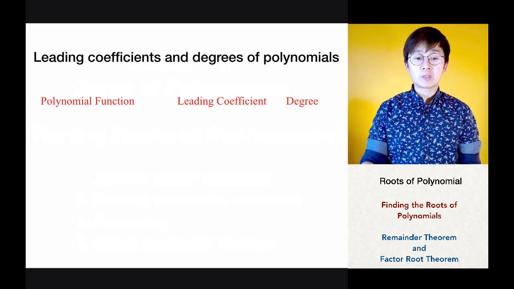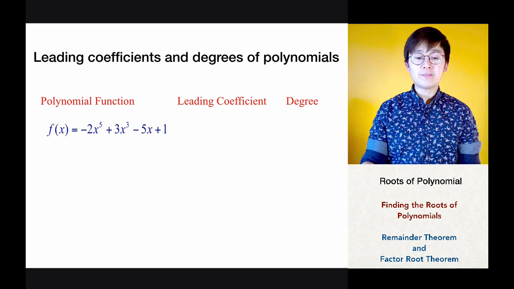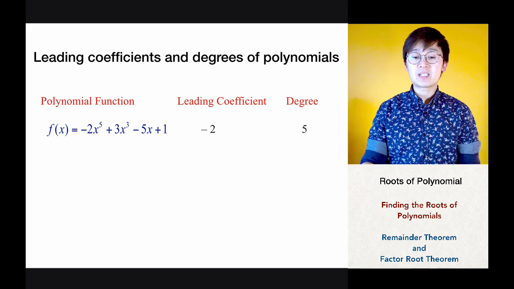Now, in a polynomial, we have the leading coefficient and the degree of the polynomial, and you should know how to identify these terminologies so you can find the roots of a polynomial using this technique. For example, we have a polynomial of degree 5. Our leading coefficient for this particular function is -2 with a degree of 5. And this is important because the degree of a polynomial dictates the maximum number of roots that we can have in that particular function.